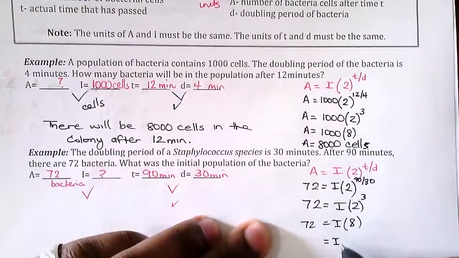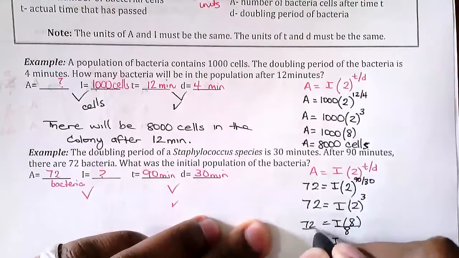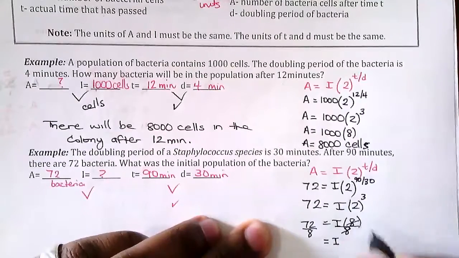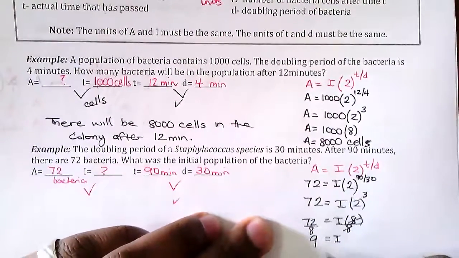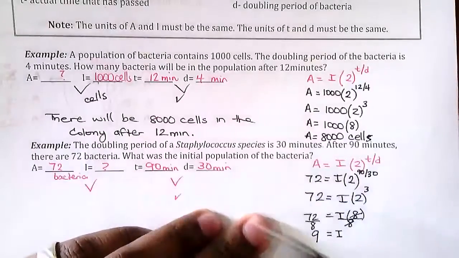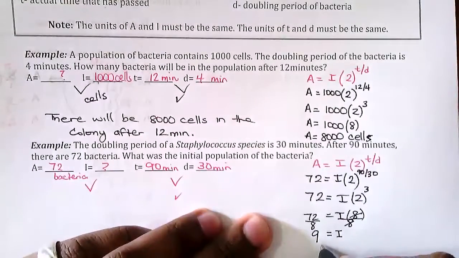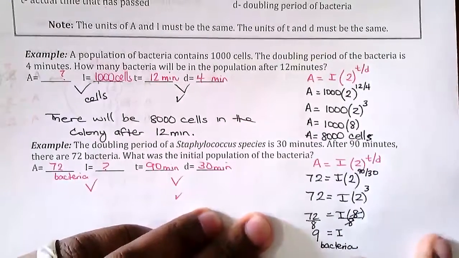And now to isolate for the I, I'm going to divide both sides by 8. So this side I'll divide by 8, and this side I'll divide by 8. These will cancel out. 72 divided by 8 is 9. Again, you're using the same units as the A, so this is 9 bacteria or 9 bacterial cells.